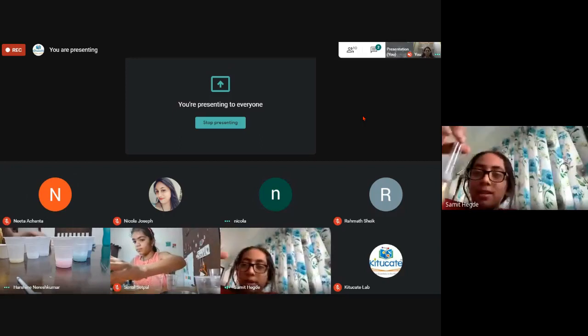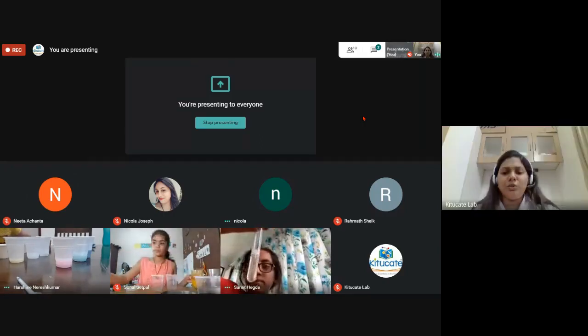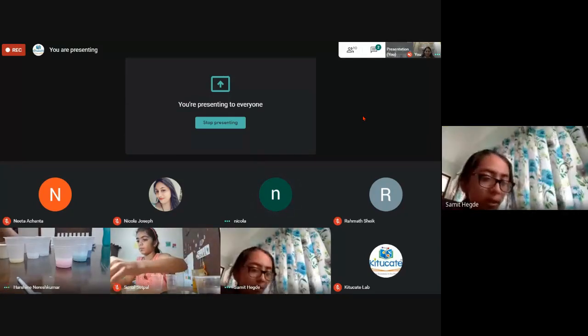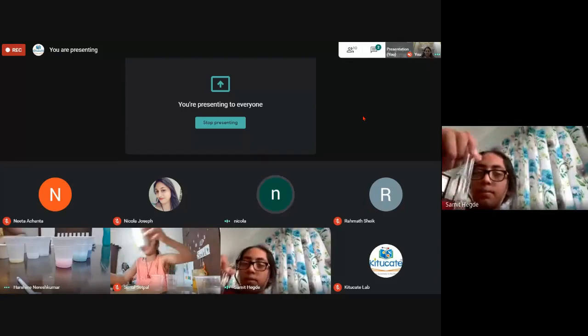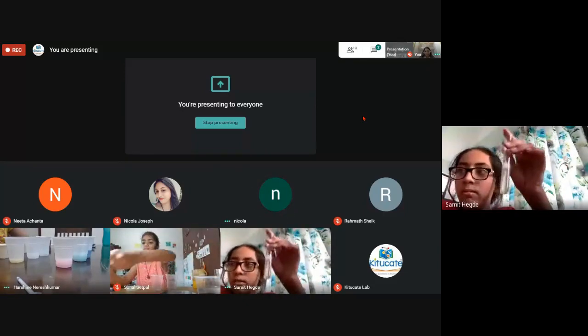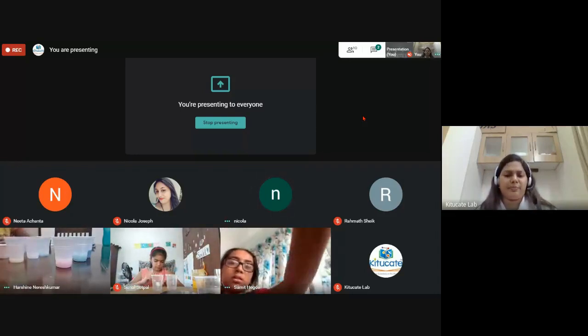Ma'am, I mixed soap water and the turmeric powder, and I got this colorless liquid. What did you mix? Soap water with turmeric powder, and I got this colorless. Okay, we will conclude in the end. Okay, let's observe, note down the colors.